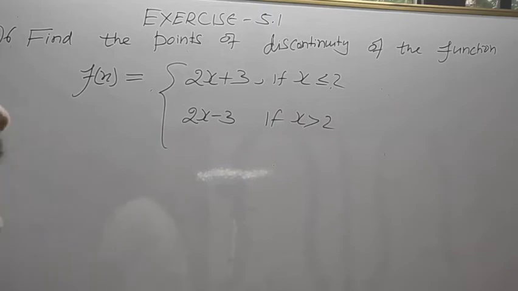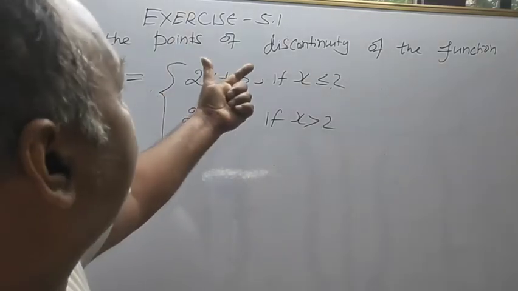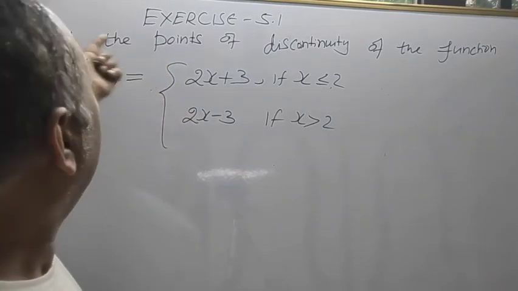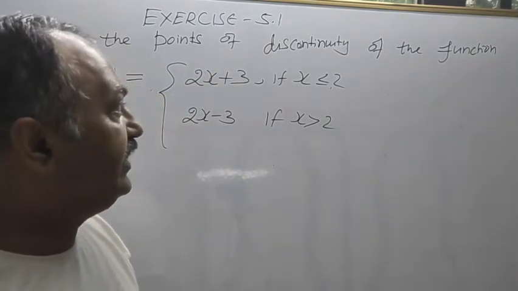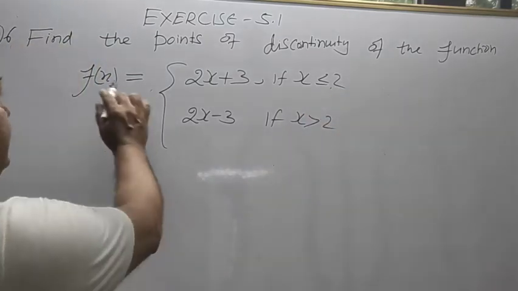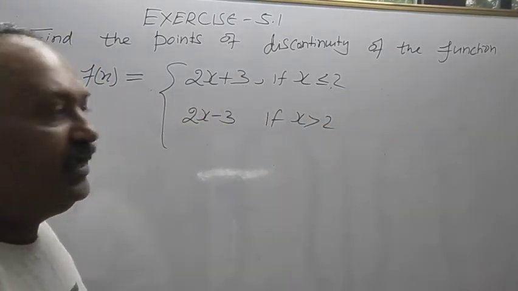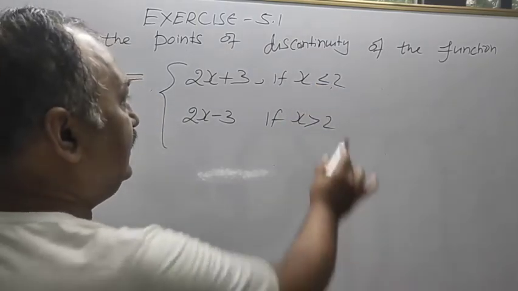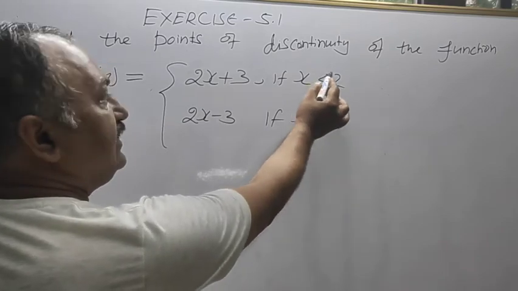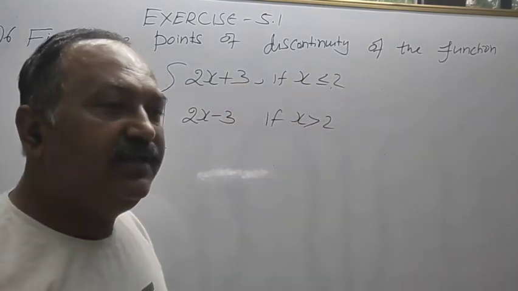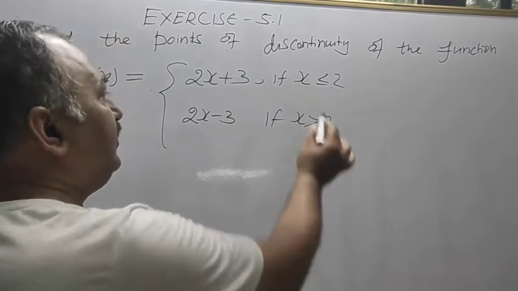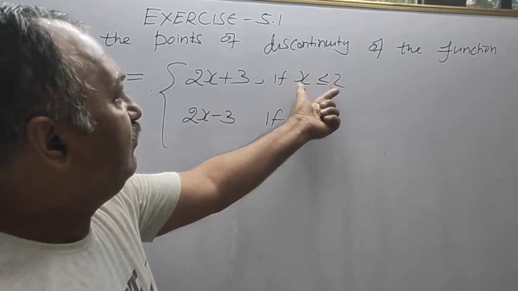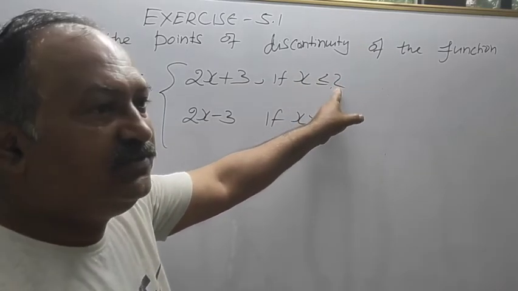Now let us discuss the exercise of the continuity and differentiability. Question number 6. Find the point of discontinuity of the function f of x is equal to 2x plus 3 if x is less than or equal to 2. यहाँ से हम 2 माइनस के लिए फंक्शन 2x plus 3 पुट करेंगे. Because x is less than or equal to 2 means all the values of x which are less than 2 or equal to 2.